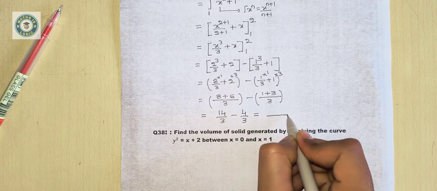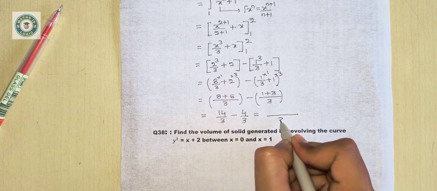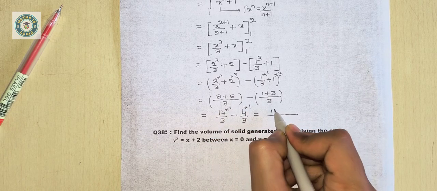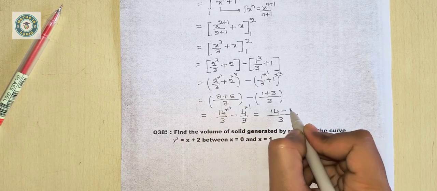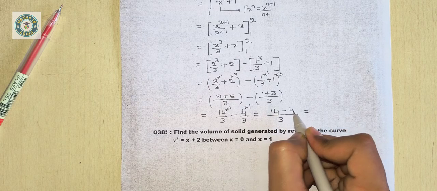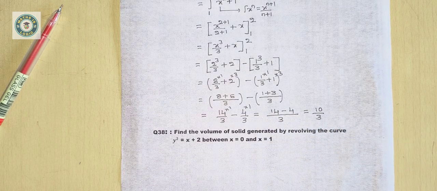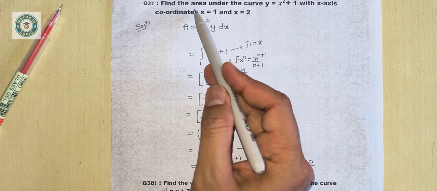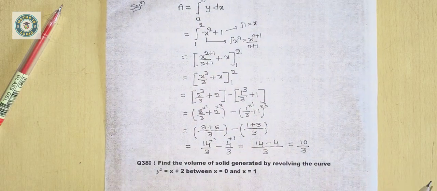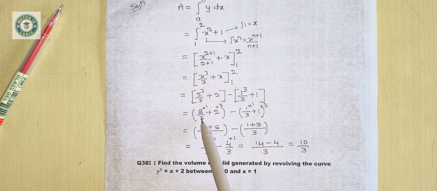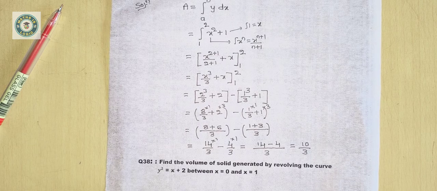Again take the LCM. The LCM becomes 3, so multiply here by 1. So 14 into 1 is 14, minus 4 into 1 is 4. Therefore 14 minus 4 is 10 divided by 3 square units. That is the value of the area. Otherwise, if you don't know how to take the LCM, you can use the calculator. After using the calculator, you will get the same answer.